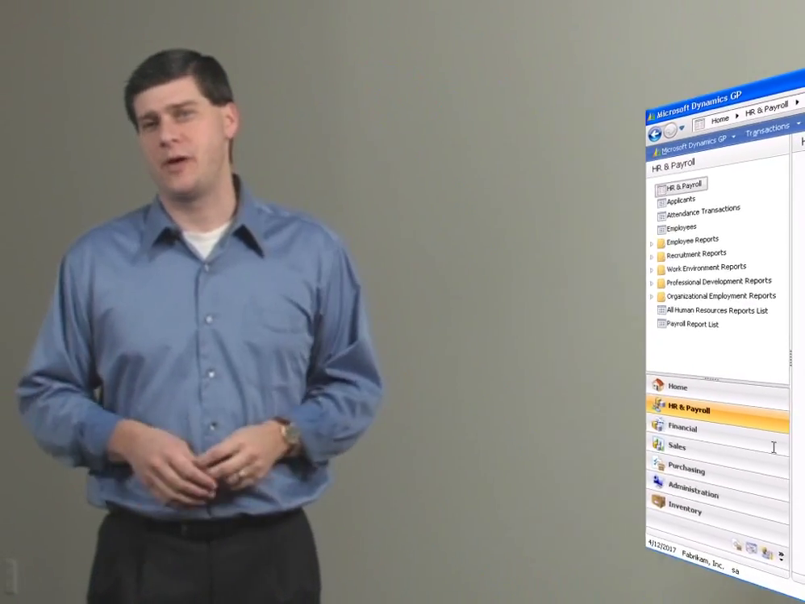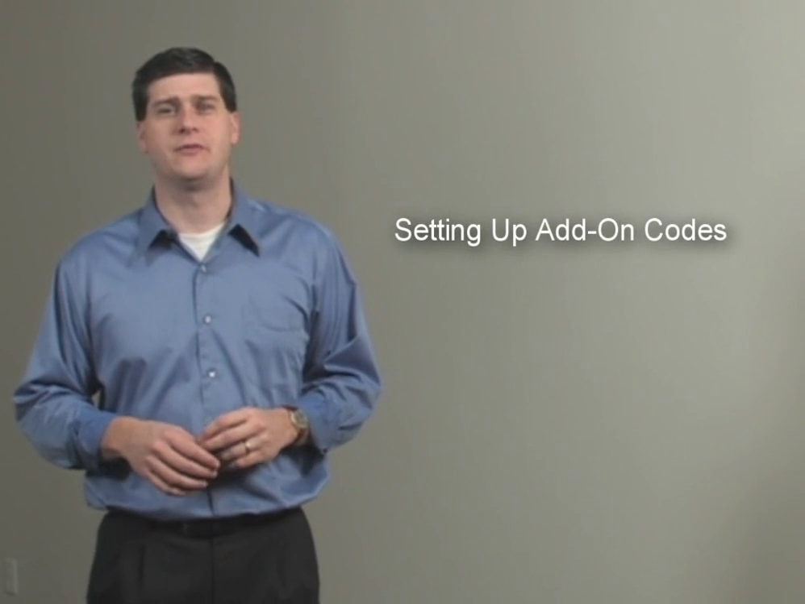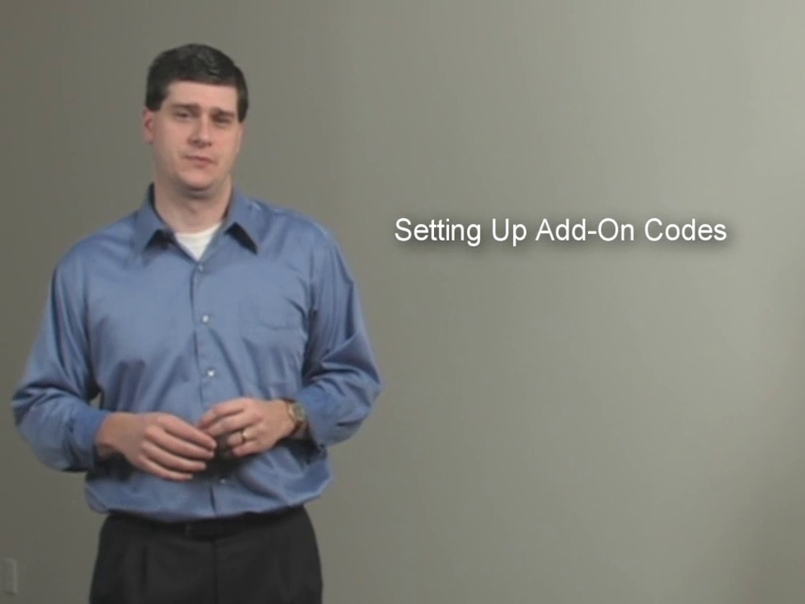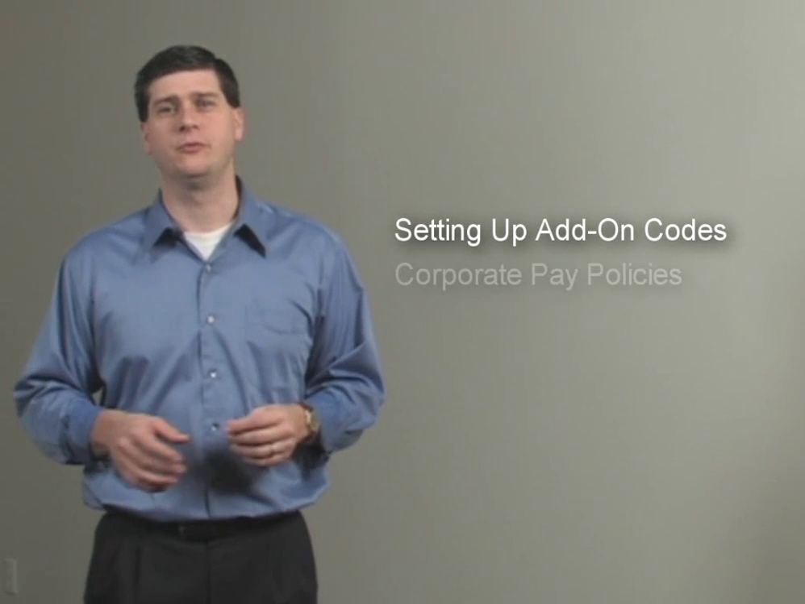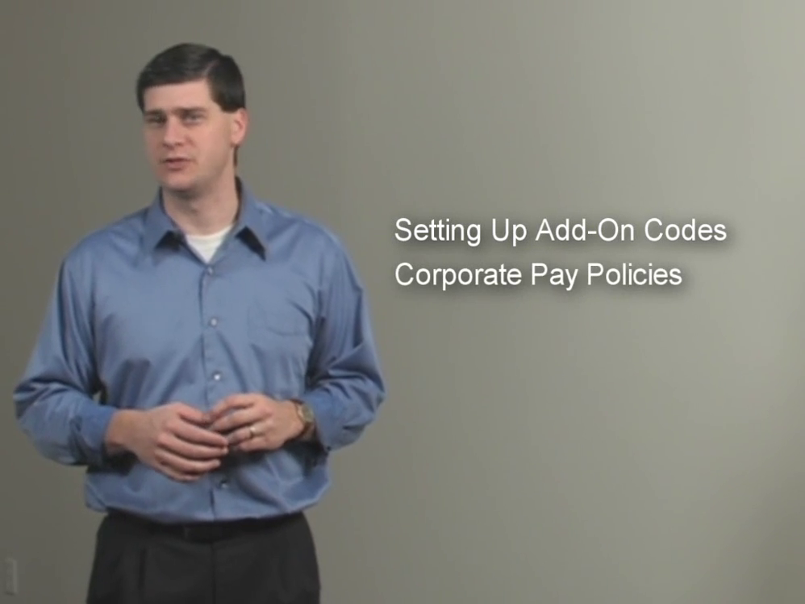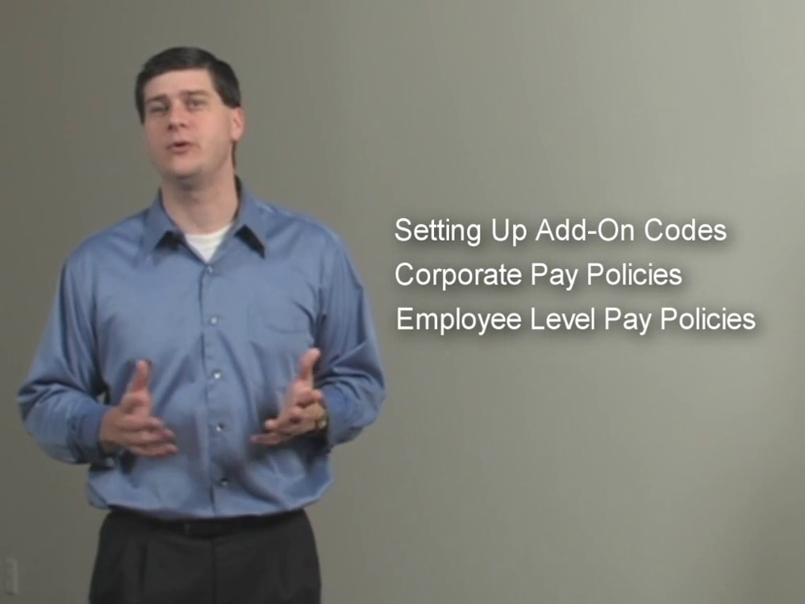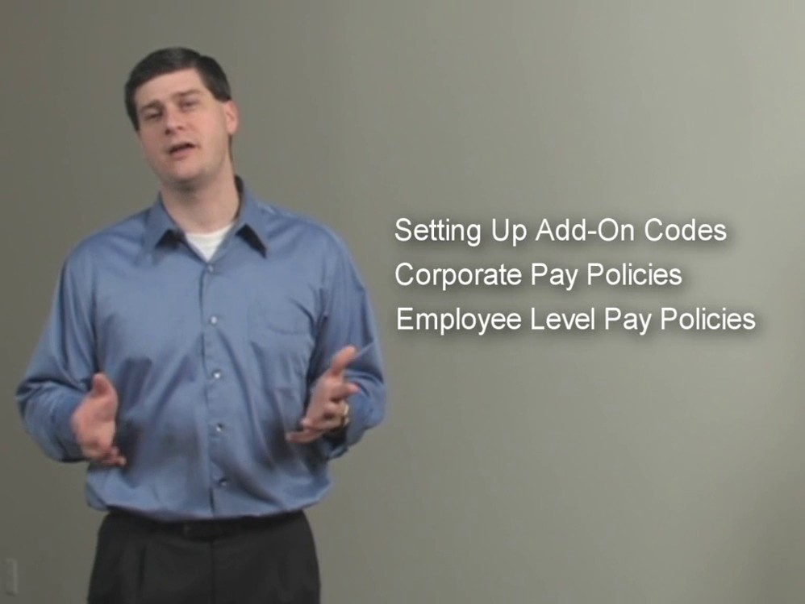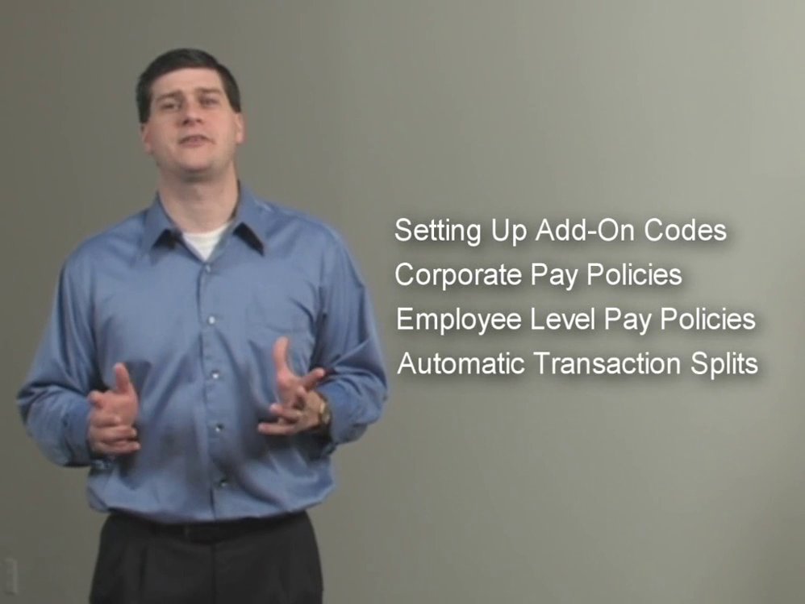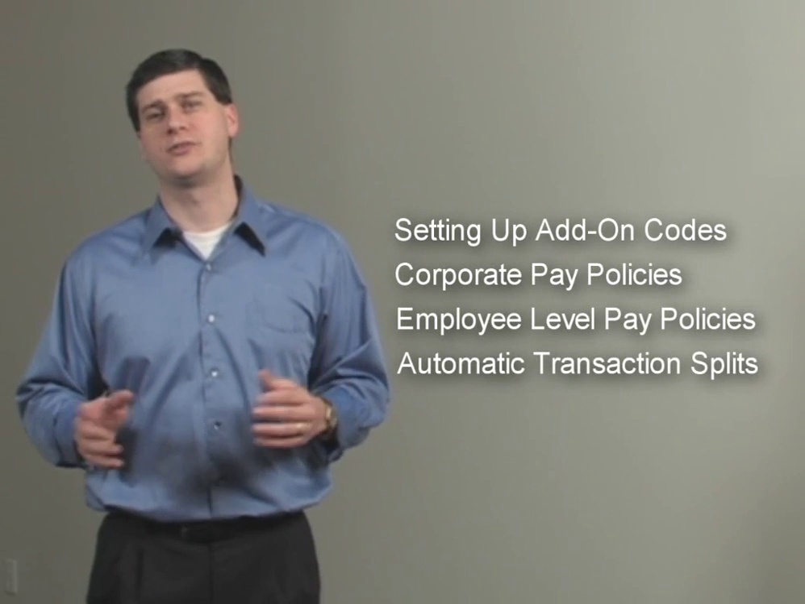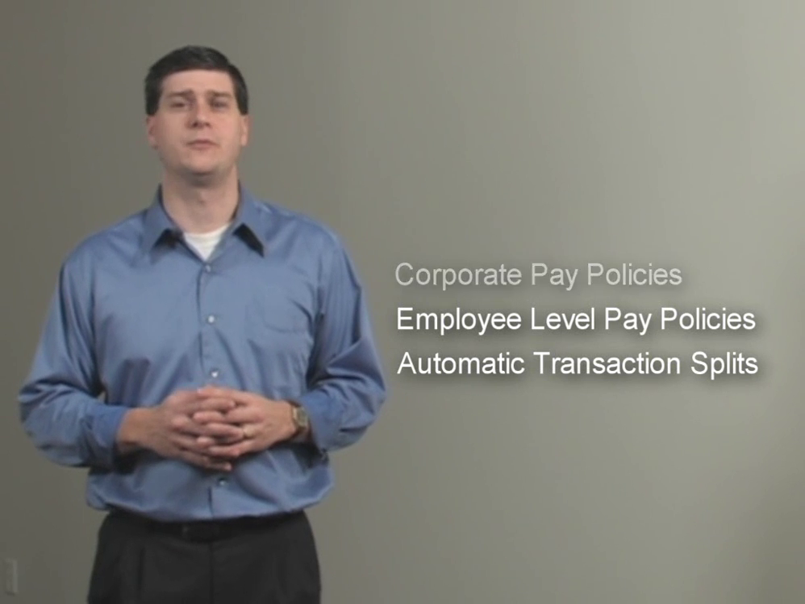We have now configured our pay policies. We started by setting up the add-on codes and assigning those to different departments, positions, and shift codes. Then, we reviewed our corporate pay policies within the system. We then set up individual pay policies at the employee level. And last but not least, we set up an automatic transaction split that enables employee costs to automatically be split across multiple departments.